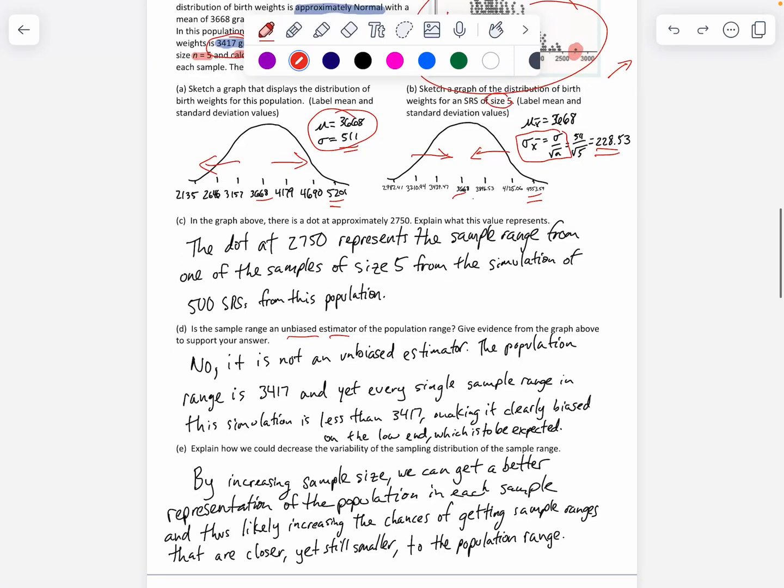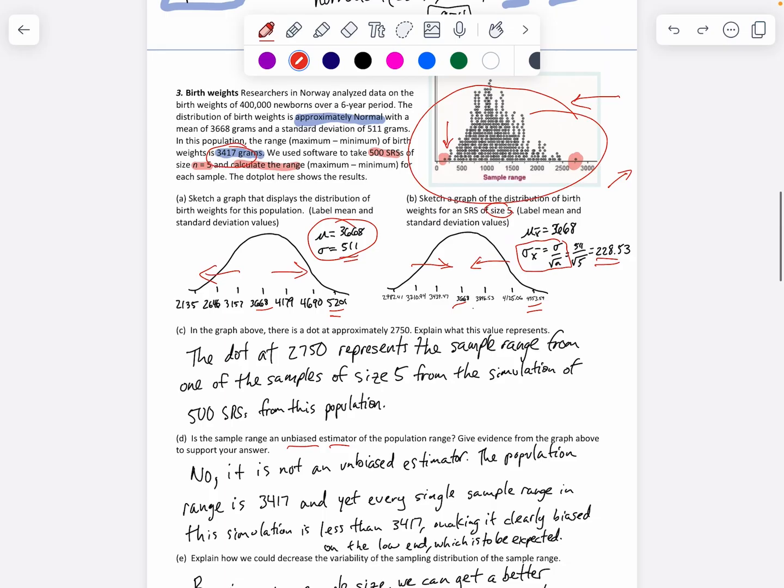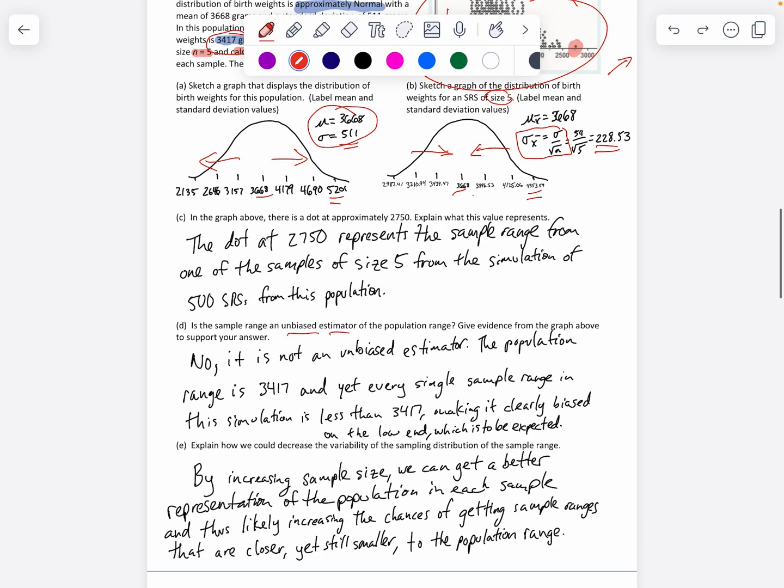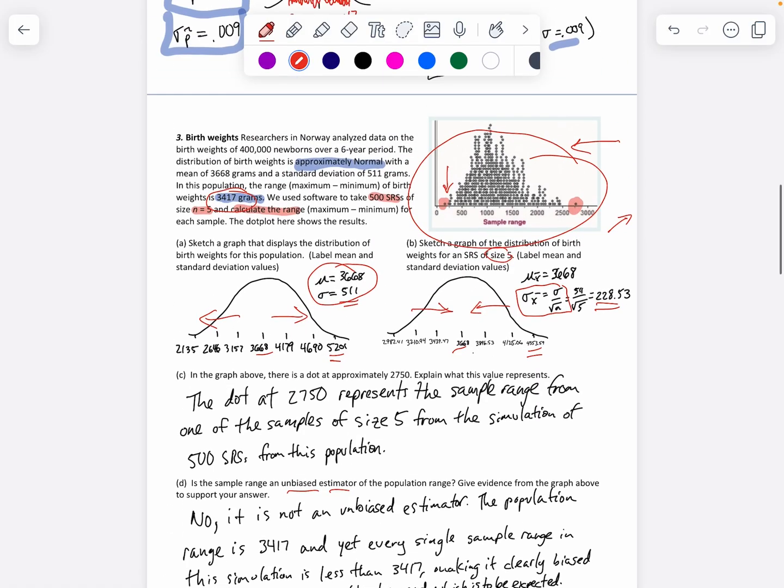Okay. Letter E, explain how we could decrease the variability of the sampling distribution. So if we increased sample size, instead of taking 5 babies' weights at a time, if we did n is maybe 500 babies at a time, this data is going to get much more compact. It's going to squeeze in.